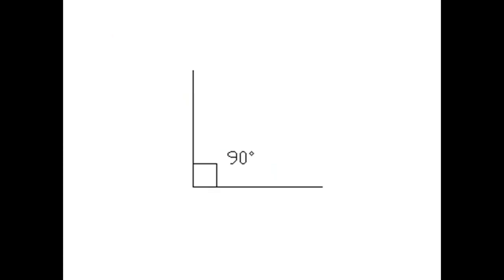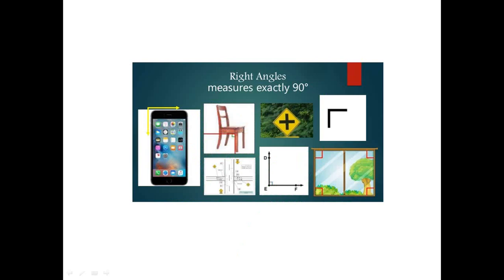What about this angle? It's exactly 90 degrees. We call it a right angle. That's correct. So a right angle measures exactly 90, like for example the corner of your iPhone, the corner of the book, the corner of the room. Any corner is mainly 90 degrees.